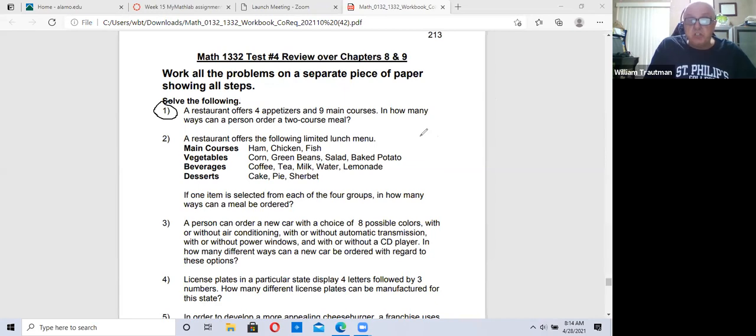A restaurant offers 4 appetizers, 9 main courses. In how many ways can a person order a 2-course meal? Well, if 4 appetizers, 9 main courses, that's the fundamental theorem. Just multiply the 2 together, and the answer to number 1 is 36. I mean, that's very similar to a test question.